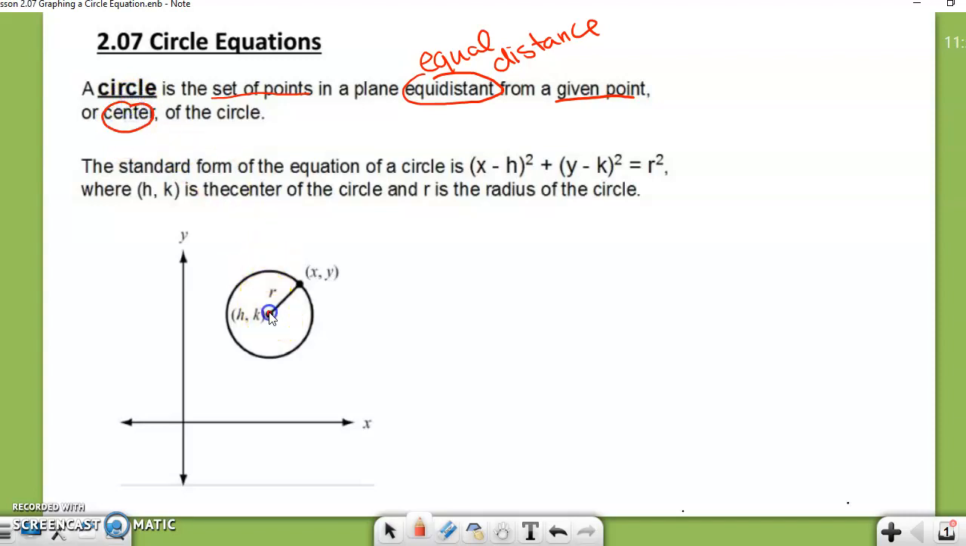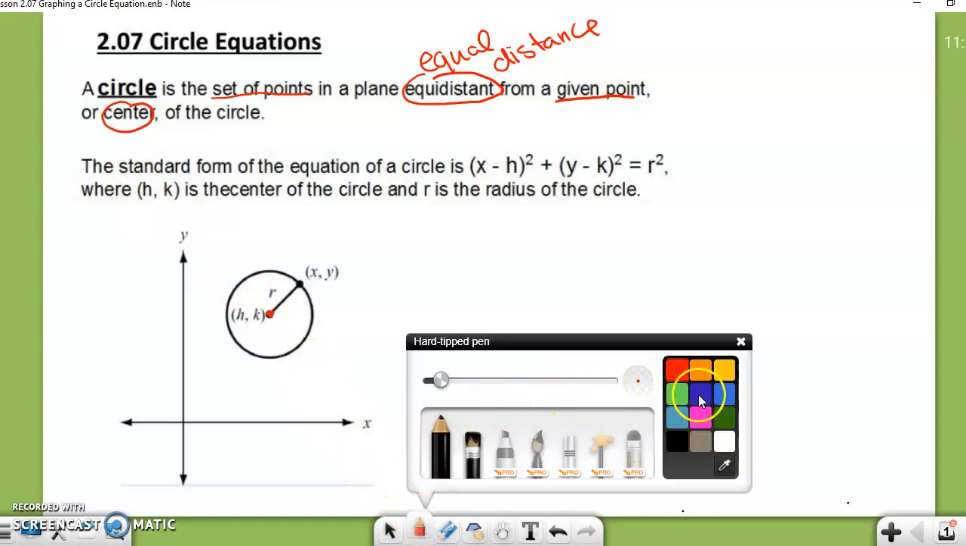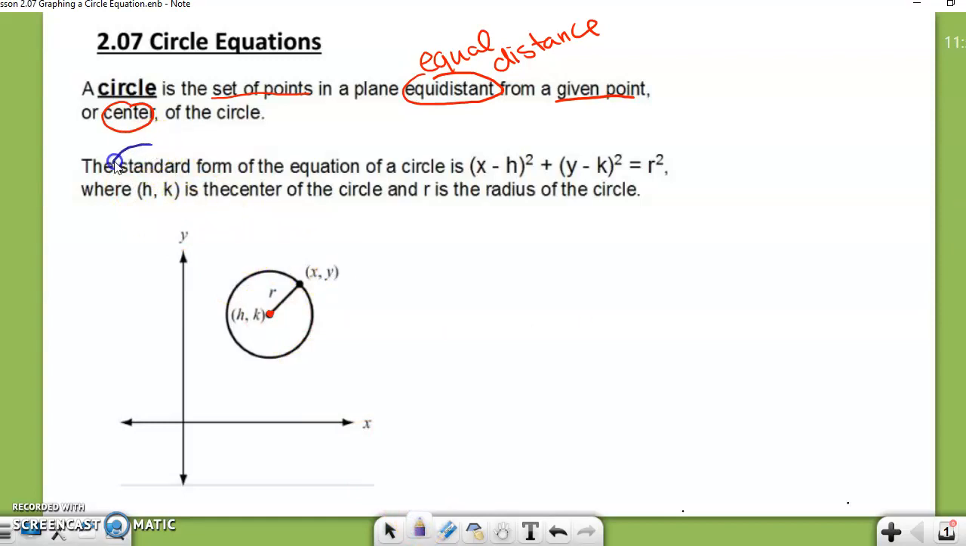So I have the center of my circle, and it's labeled H and K. And as I travel, remember all radii are congruent, so every single one of these points is equal distance from that point. This is our standard form equation for a circle.